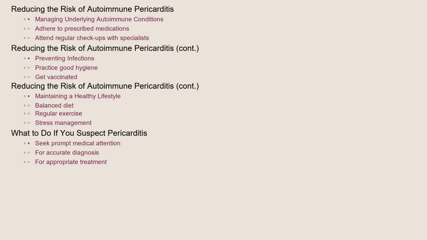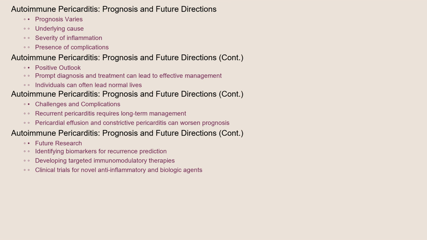Practicing good hygiene, getting vaccinated against common infections, and avoiding exposure to known triggers can also help. Maintaining a healthy lifestyle, including a balanced diet, regular exercise, and stress management techniques, can contribute to overall immune system health. If you experience symptoms of pericarditis, such as chest pain, seek prompt medical attention for accurate diagnosis and appropriate treatment.